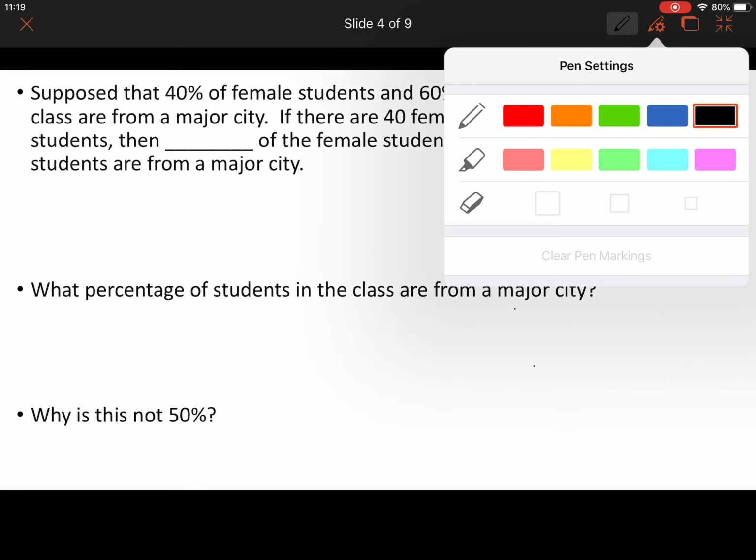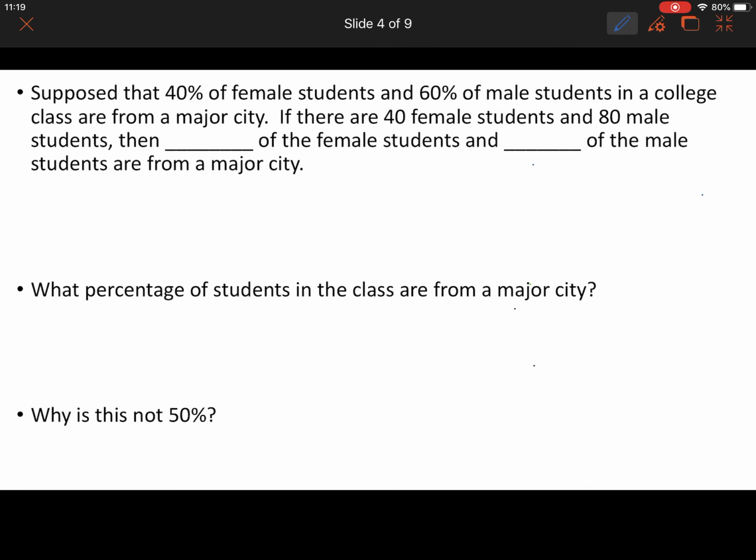So this example requires us to do a few different things with percentages. The first is they give us percents. So we've got 40% of female students and they say there's 40 of them. 60% of male students and they say there's 80 of them who are from this college class that are from a major city. And what we want to know is figure out the values. So some of you have heard this is a part percentage problem. I think that tends to overcomplicate it, but we want to know the part given the percentages and the wholes.